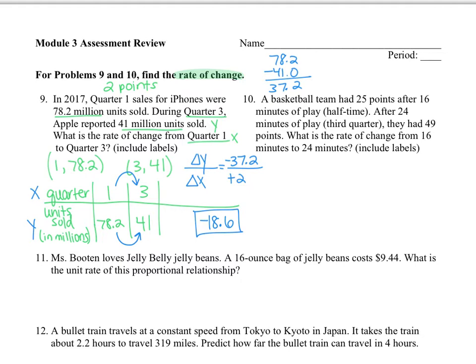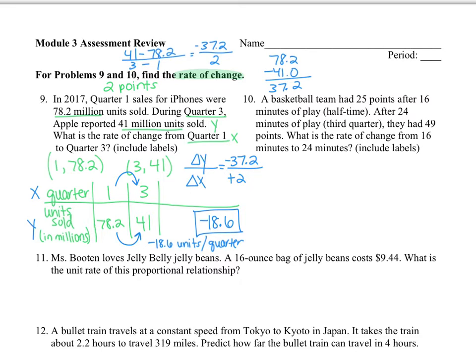And again, we can just do subtraction. You can use the formula. So we would take quarter 3's Y value, 41, minus quarter 1's units sold, and then we know that 41 happened in quarter 3, so we're going to take 3 minus 1 to figure out how much time has passed, so 2 quarters, and again went down by 37.2 million units. And so this label here is negative 18.6 units per quarter. So they decreased in sales by 18.6 million units per quarter in 2017.